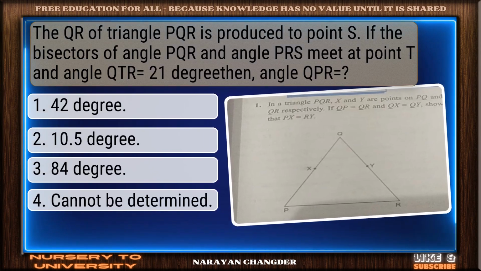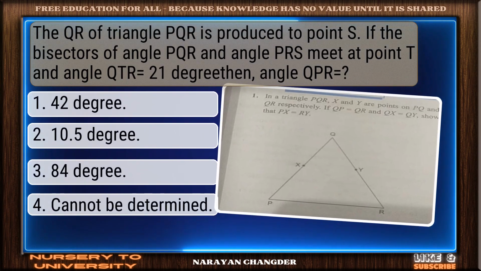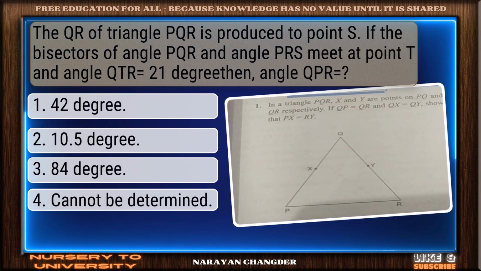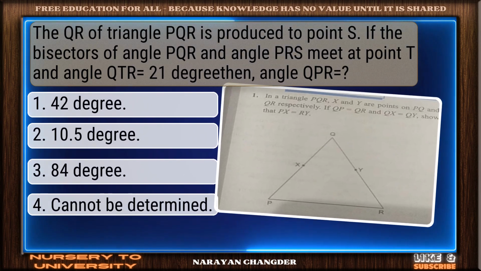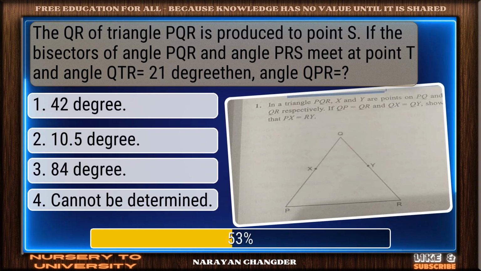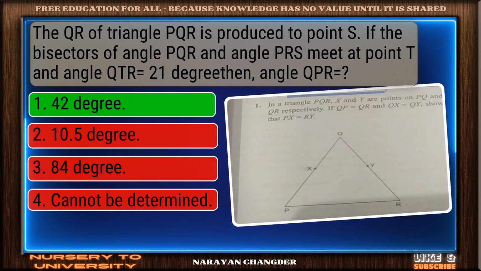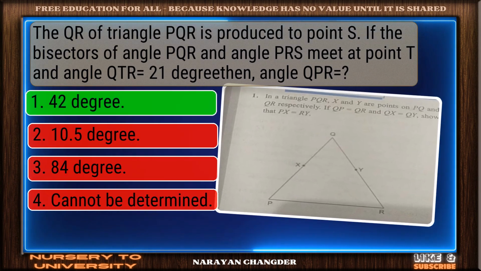Question number 13. The side QR of triangle PQR is produced to point S. If the bisectors of angle P and angle S meet at point T and angle T equals 21 degrees, then angle Q equals... Solid response. 42 degrees is a valid choice.